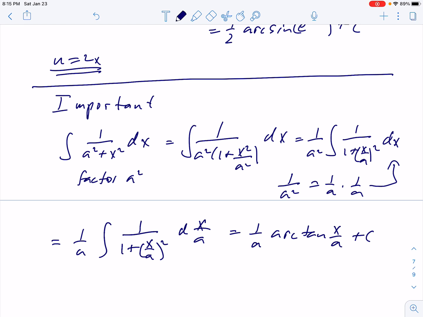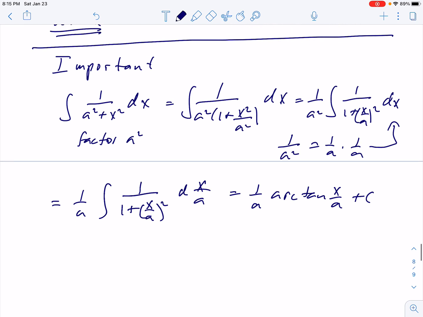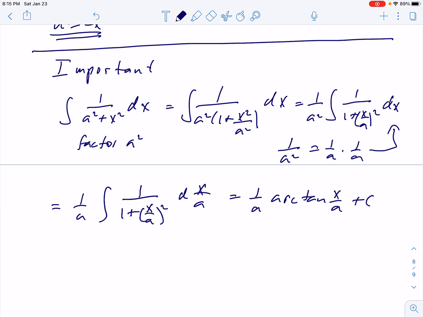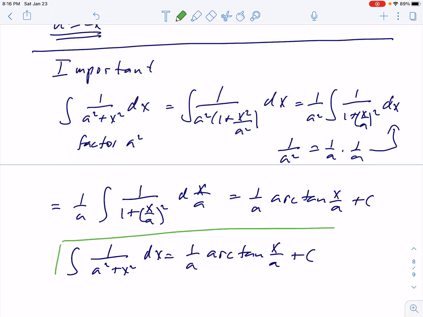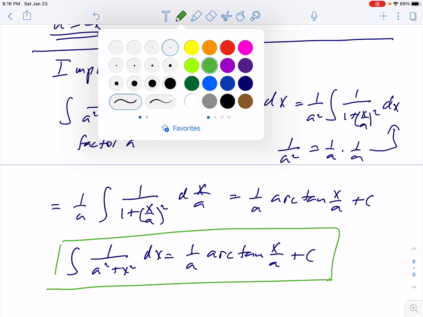This is one table integral that you need to use from time to time. I shall write it again. 1 over a squared plus x squared dx. That's 1 over a arctangent x over a plus c. Why not put this in a box, green box, because it's one very important integral. It happens often.